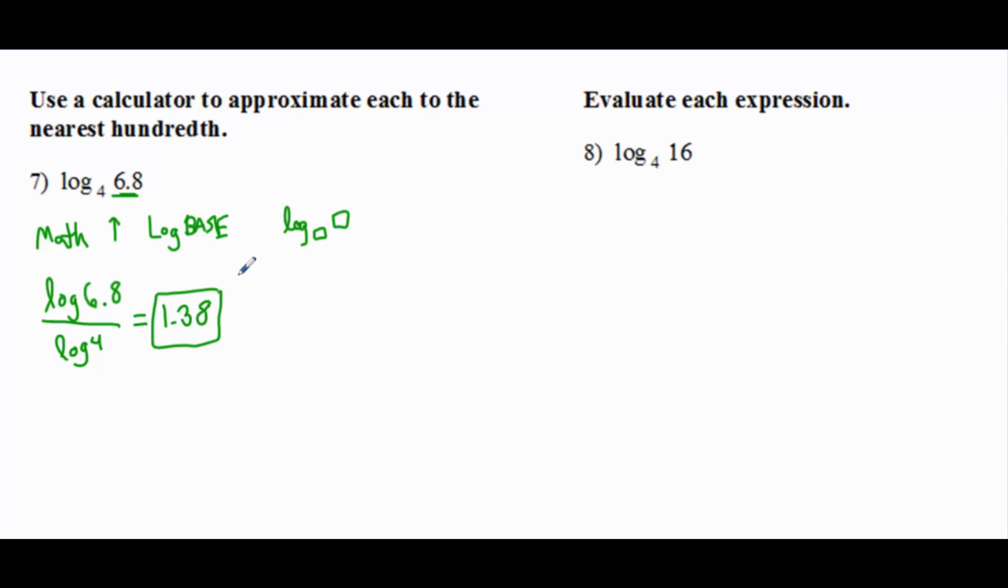Evaluate each expression on number 8. Now, you can do the same thing that we just did, but if it says not to use your calculator, that means that there must be a nice answer to this. And so this has to do with our connection of what's the relationship between these 2 numbers. What we're looking for is the power. So 4 to what power gives you 16? Well, hopefully you all know that that's a 2, because 4 squared is 16. So if it says just to evaluate, you should be able to do that in your head just by figuring out what power to use.